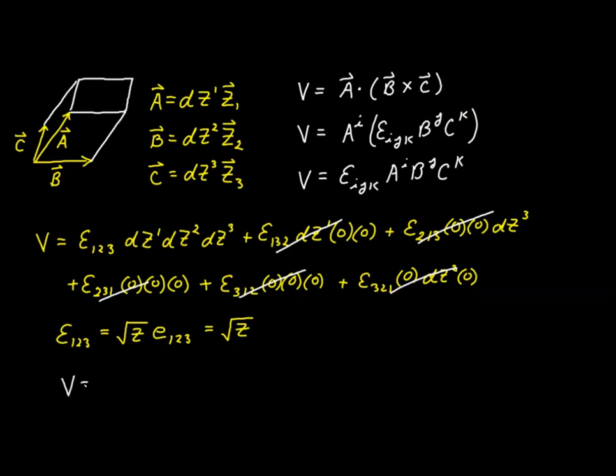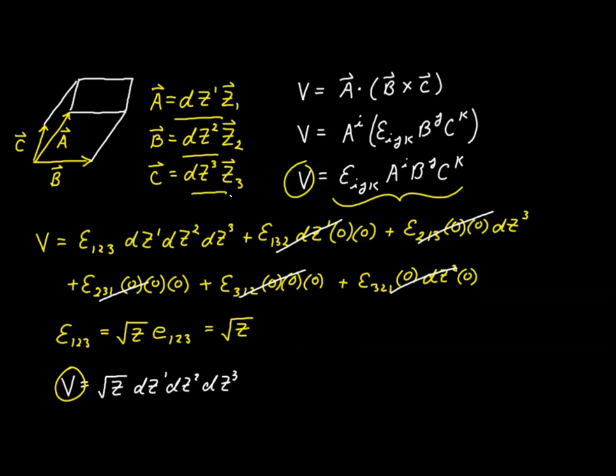The volume is going to be equal to the square root of z, plugging this in place of epsilon 1, 2, 3, and then times dz1, dz2, and dz3. All right, so what we have here is an invariant expression. Let's not forget that V here is invariant because of this relationship up here. We know it's invariant, and we just plugged in the values as we defined vectors A, B, and C. And so this is an invariant expression that works for every coordinate system.